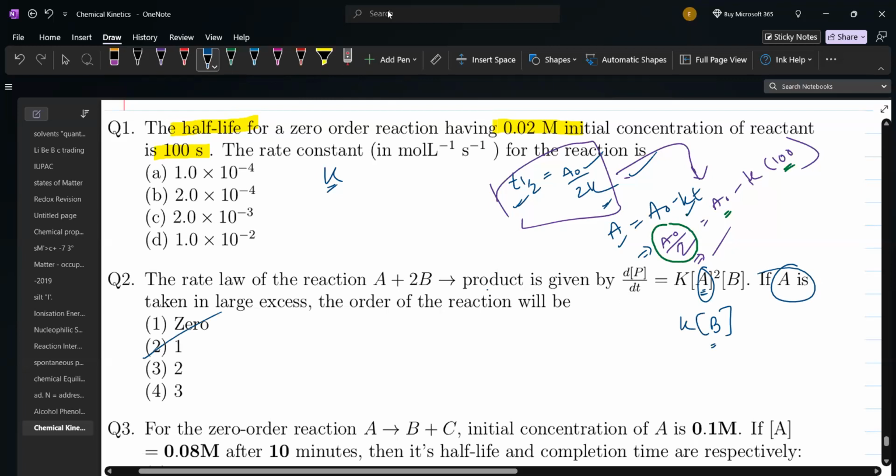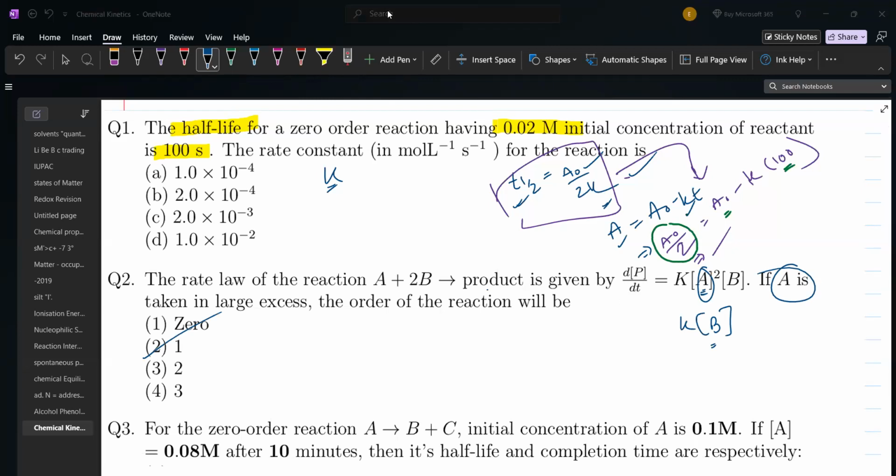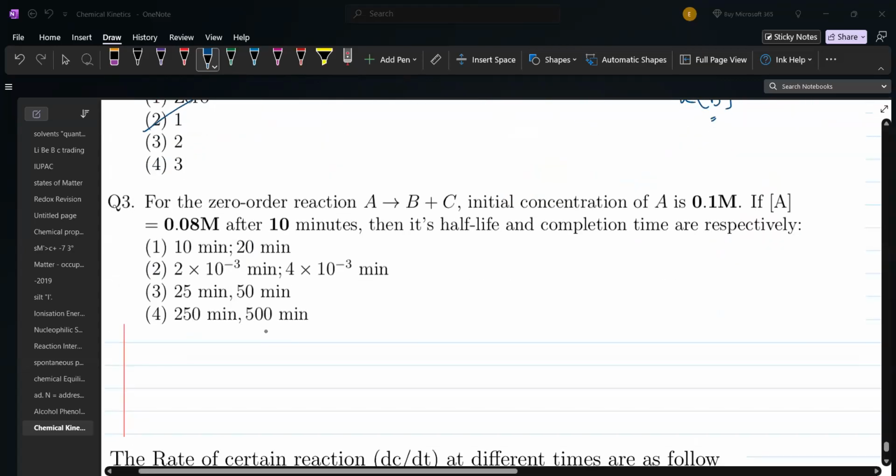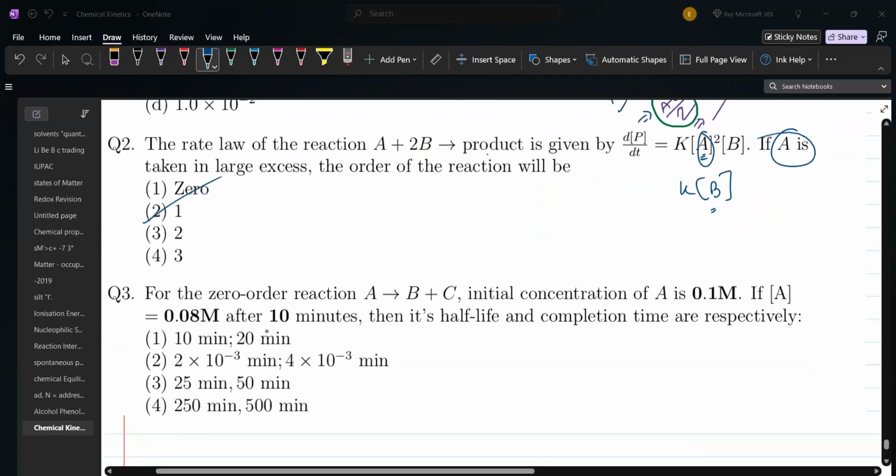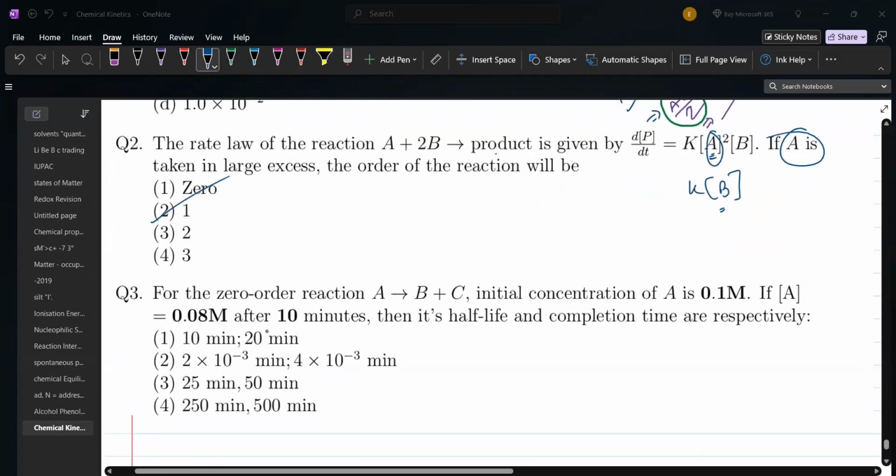Got it, Zana? Good. Rishita, got it? Yes, sir. I've already told that which is in excess or which is in solid, we have to neglect that, and the order of reaction will not be dependent on that. Okay, got it, Rishita? Yes, sir.